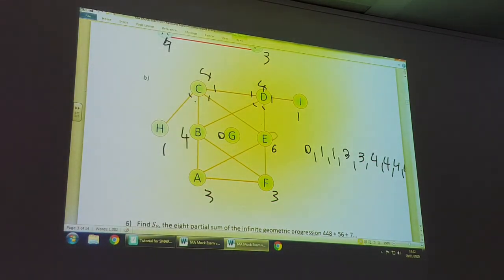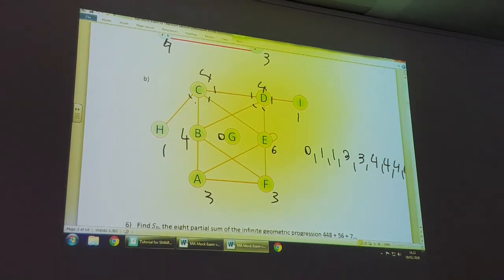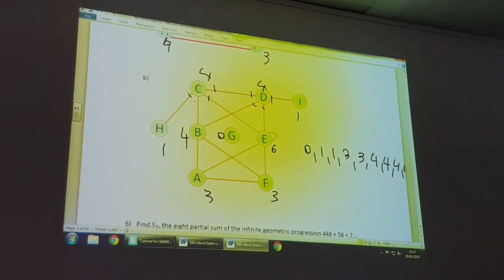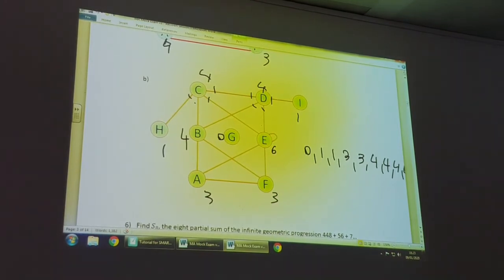Okay. Now, let's think about it. If that sort of question doesn't come up, what similar question can I ask? Anybody have any idea? Spanning tree protocol. No, that's different. We didn't cover that in the module. So what else can I ask?